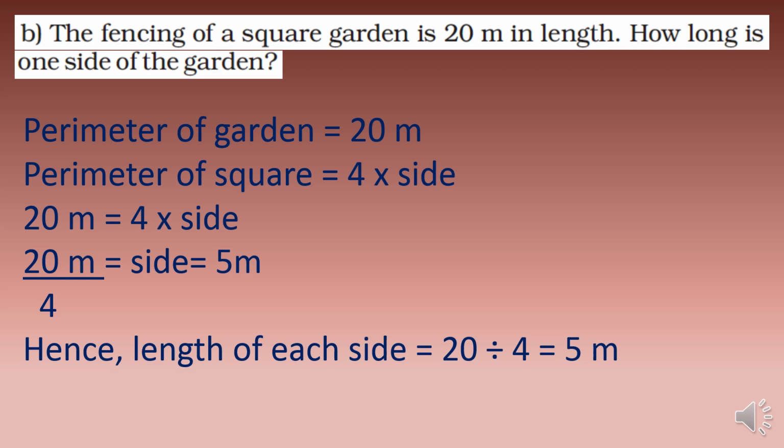So perimeter of the garden is 20. Perimeter of square is 4 into side, so that is equals to 20 meter. We know the perimeter of the square, that is 20 meter, equals to 4 into side is the formula. 4 will come this side, it will go in division, so 20 divided by 4 equals 5 meter. So one side of the garden is 5 meter, hence the length of each side is 20 divided by 4, that is equals to 5 meter.